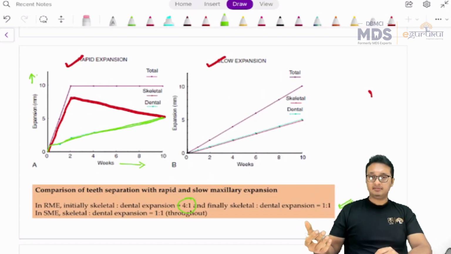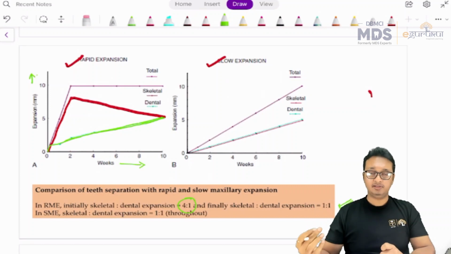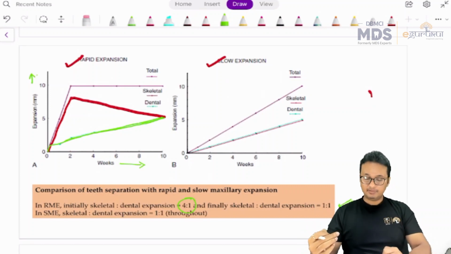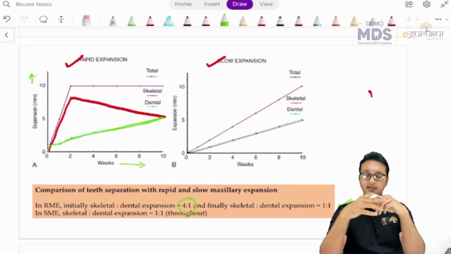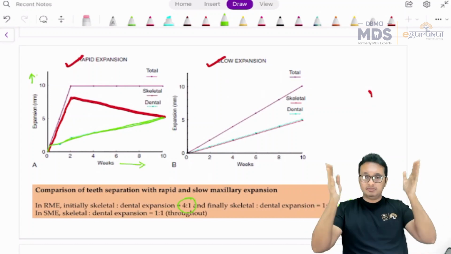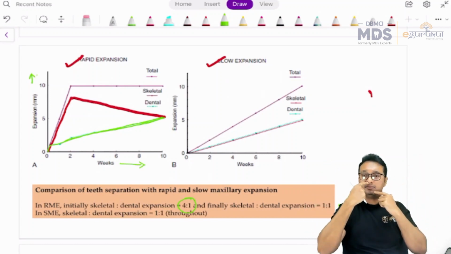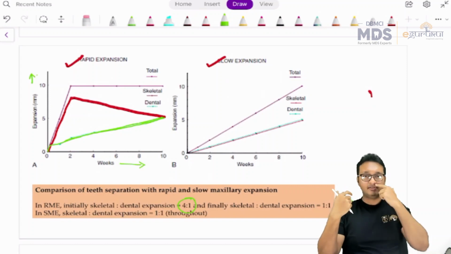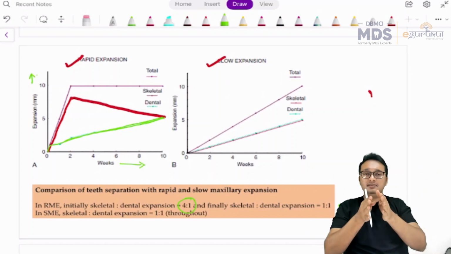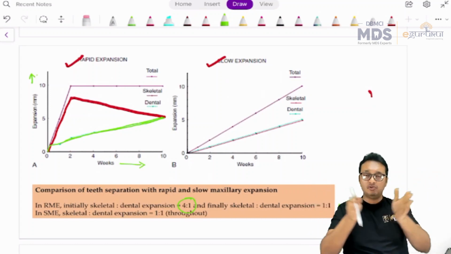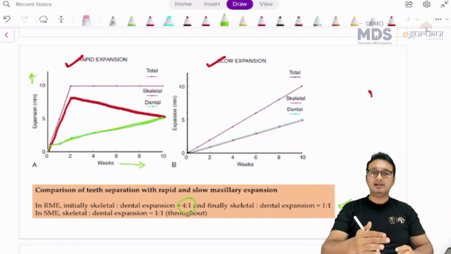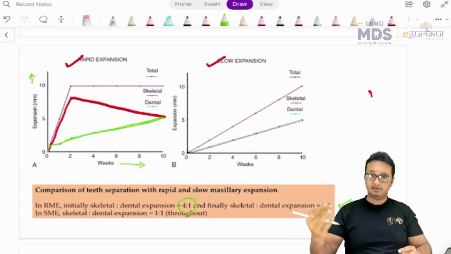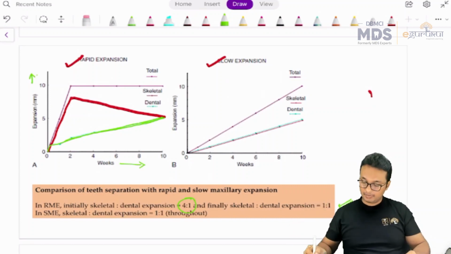I'll tell you more about this once we talk about relapse and retention later on in the series of lectures. So whenever the dentogingival fibers and transseptal fibers exert pulling force on the teeth, these fibers which are present on both incisors, the central incisor on one side and the central incisor on the other side, they both pull together and hence that leads to closure of space, closure of the diastema between the central incisors. So this takes time. Ultimately, the skeletal to dental expansion ratio in the long run is 1:1. In the short run, it is 4:1. So this is an MCQ question for you people.